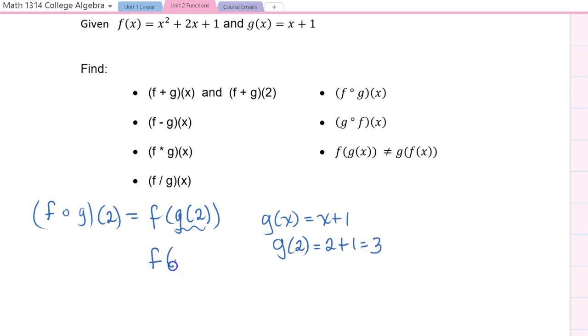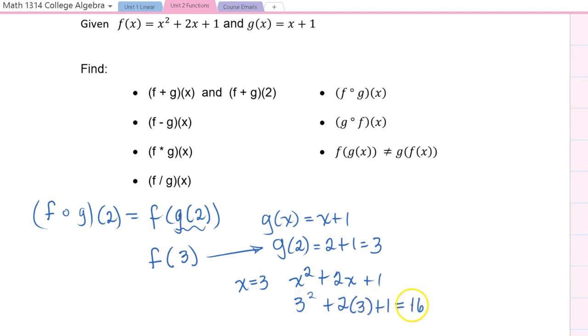Now we find f of 3. The 3 is from the g of 2. So we substitute 3 for x in x squared plus 2x plus 1, and we get 3 squared plus 2 times 3 plus 1, which is 9 plus 6 plus 1, which is 16. We have found that f of g of 2 is equal to 16. We did not have to worry about ranges and domains in this problem, as both the quadratic and linear functions have both domain and range as negative infinity to positive infinity.